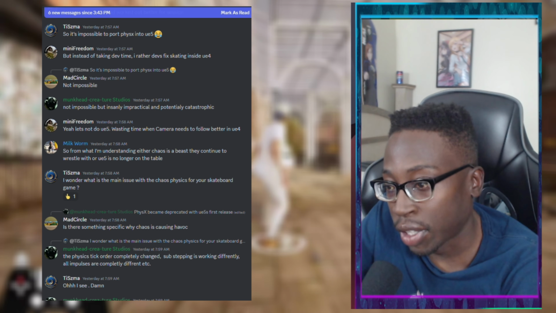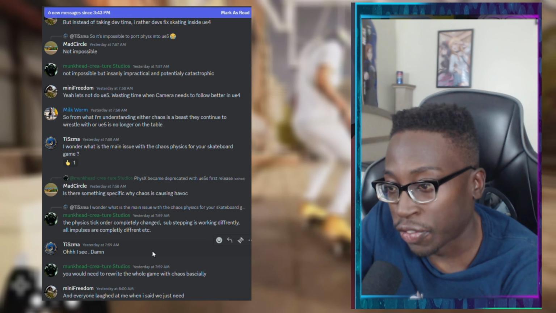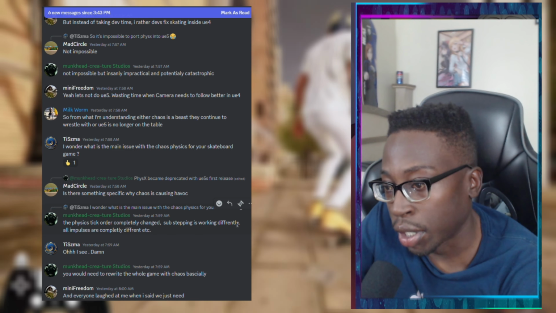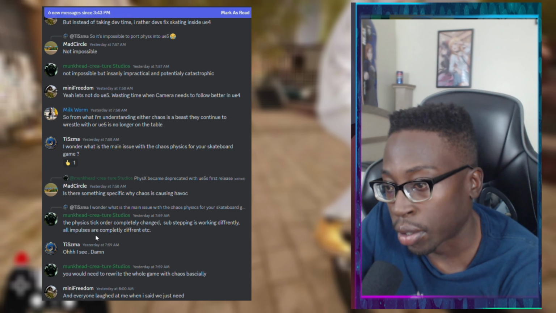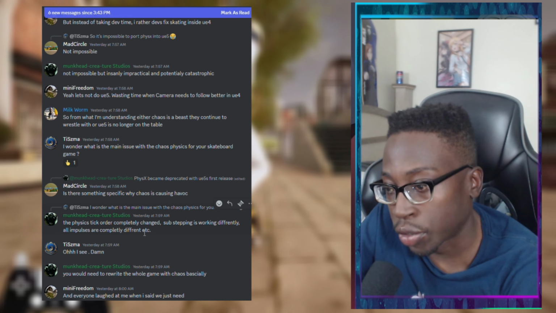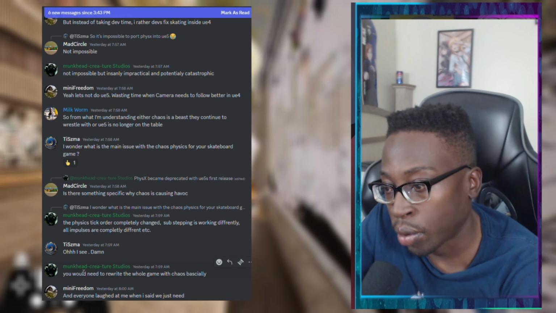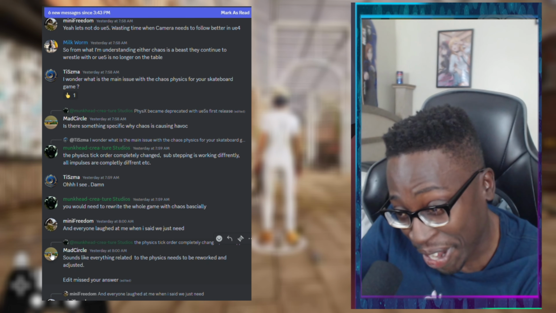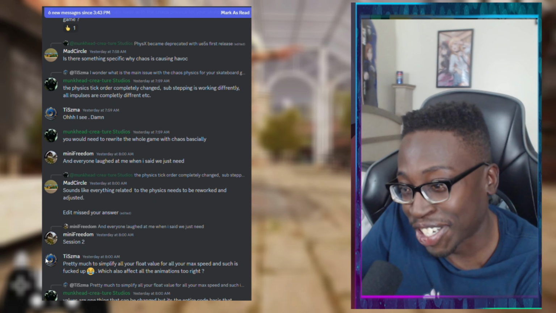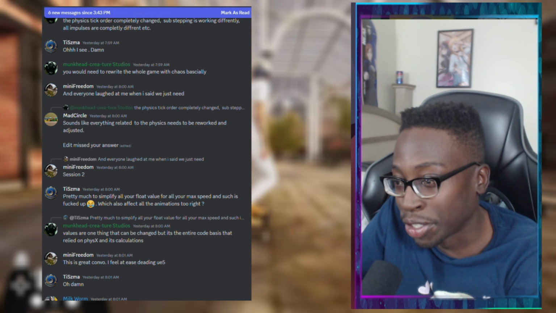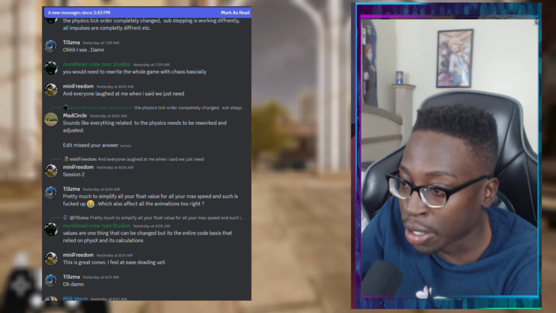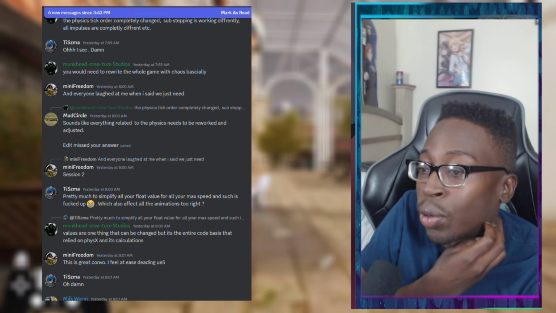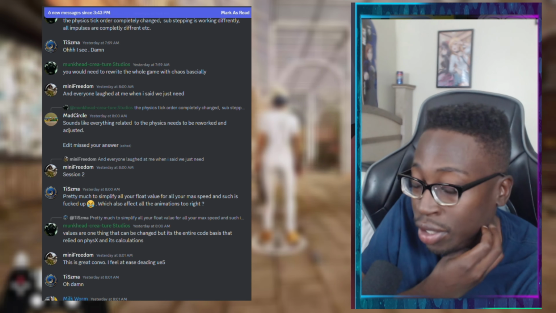Is there something specifically why Chaos is causing havoc? The physics tick order completely changed. Sub-stepping is working differently. All impulses are now completely different, etc. You would need to rewrite the whole game with Chaos, basically. They have to rebuild the game from the ground up. Session 2. Yeah, I guess we need session 2. Values are the one thing that can be changed, but it's the entire code basis that relied on physics and its calculations.